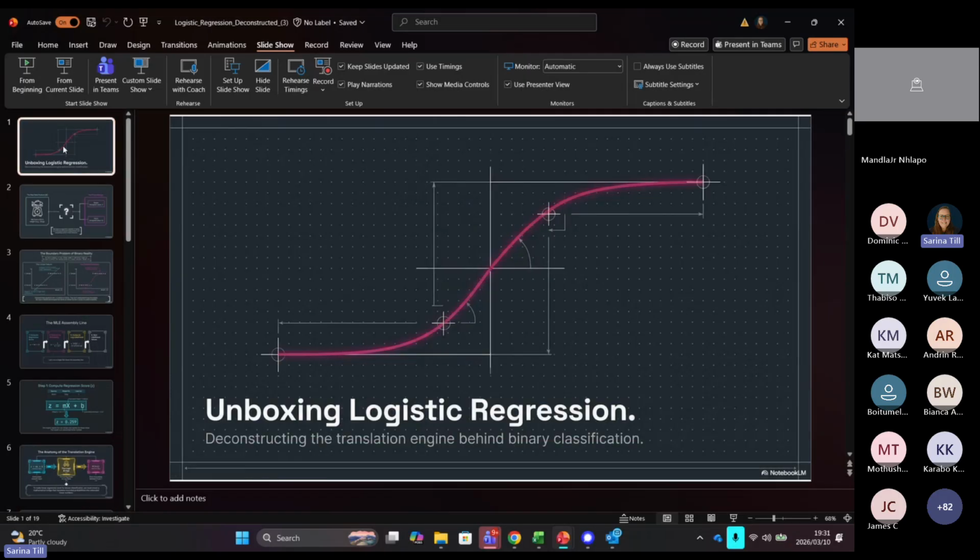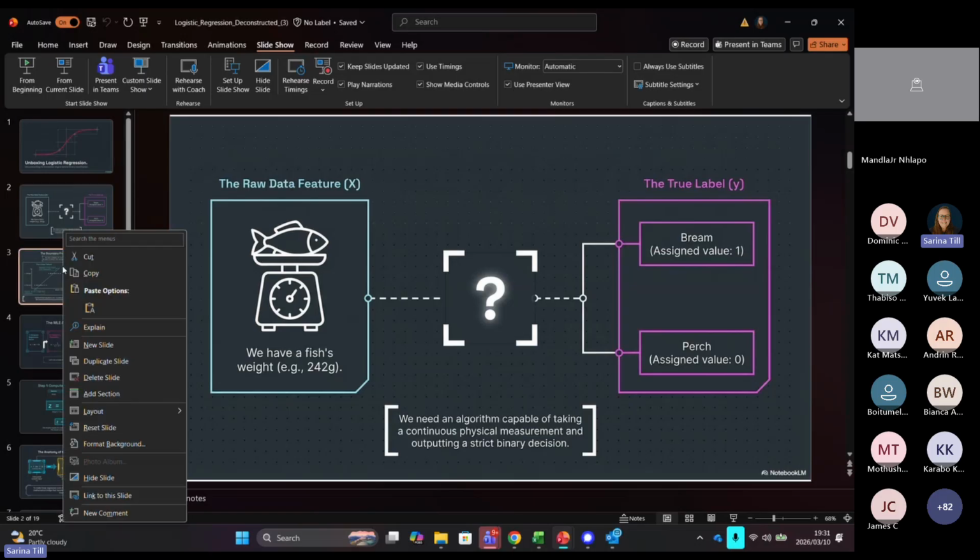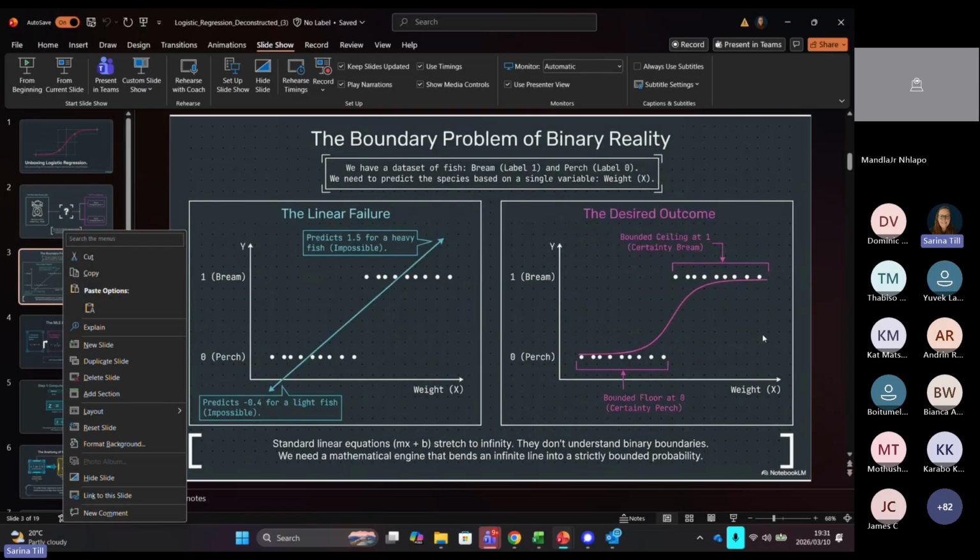What are we looking at? We want to use the sigmoid function. I want to shove in a fish's weight, and I need you to tell me if it's a bream or a perch. And I want to use continuous data, so I know the line isn't going to work. So I'm going to take that line and whack it into sigmoid.